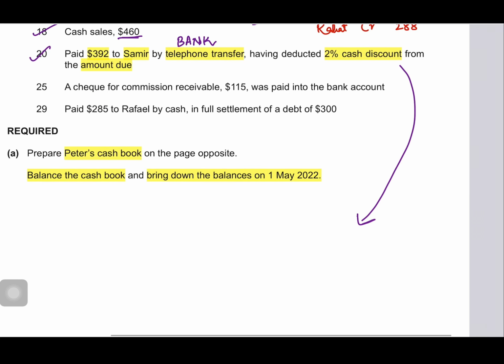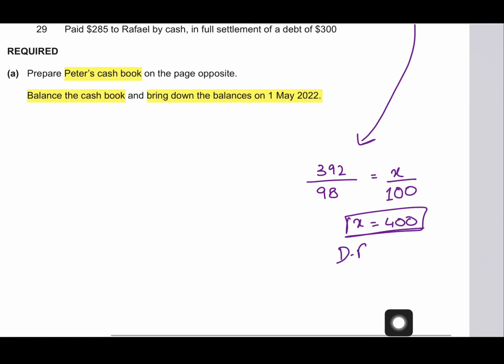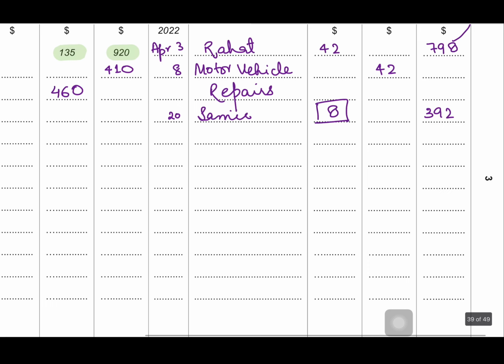It's very simple. If $392 represents 98% of the payment, because 2% I am not paying, I am getting that as discount, so how much would be the full payment at 100%? If 392 is 98%, what is at 100%? Now 392 into 100 divided by 98, $400 was the full value. Peter was supposed to pay 400, however he is only paying 392. So the discount that he is getting, discount received, is 400 minus 392, $8 of discount received. Simple. So 8 is the value.